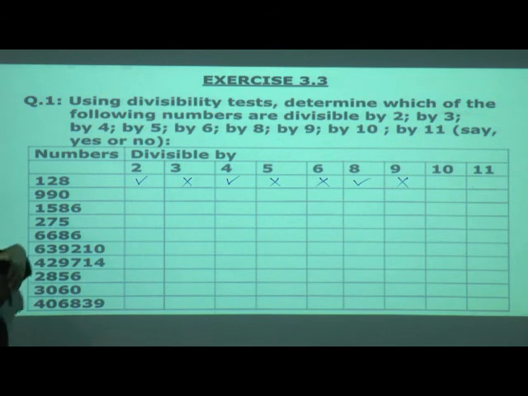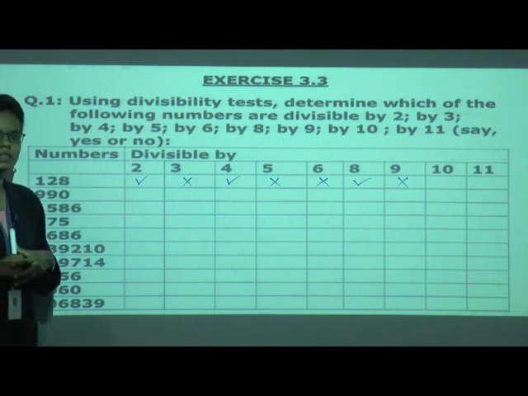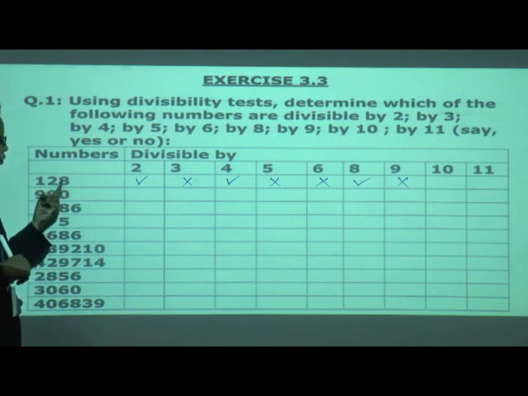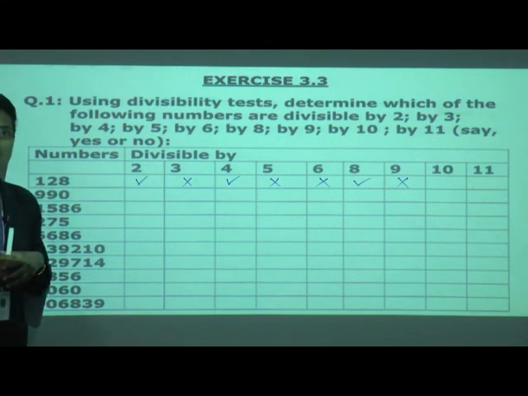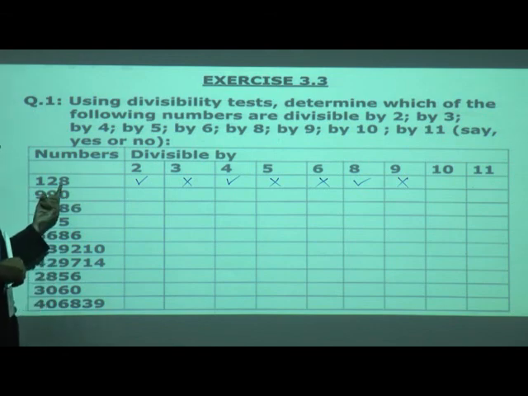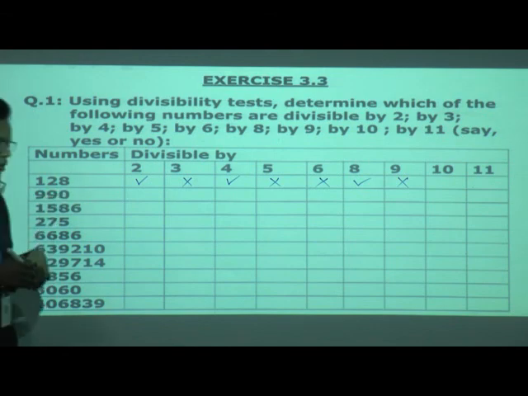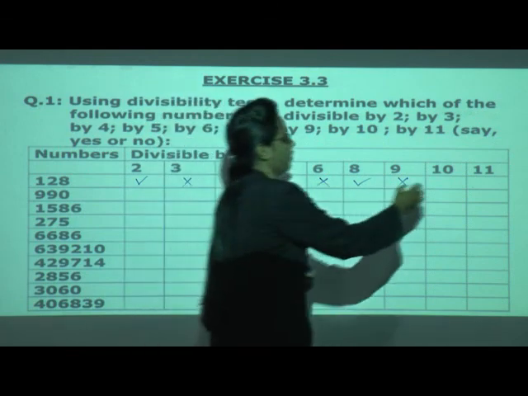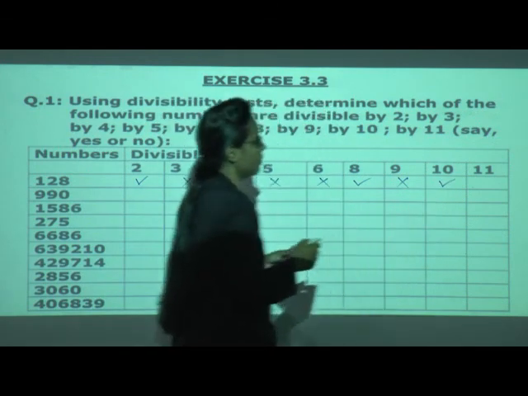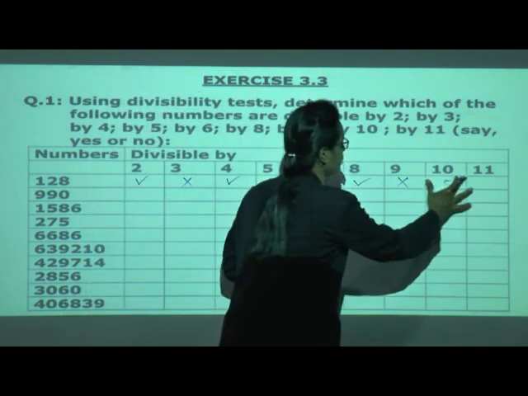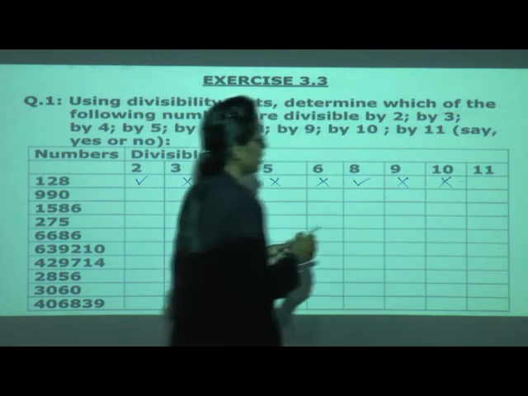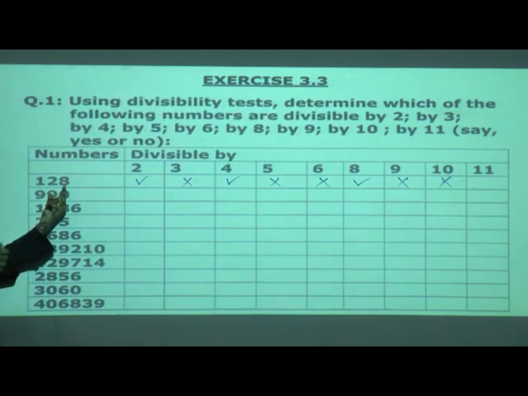Now let us see it for 10. For the divisibility rule of 10, the ones place should have 0. We should have 0 in its ones place. So we don't have it here, and so 10 also we have to cross out, because we have 8 in its ones place, not 0. Okay, let us see the next one, 11.